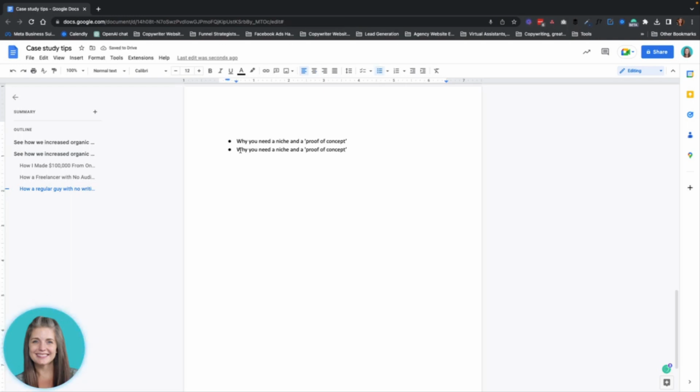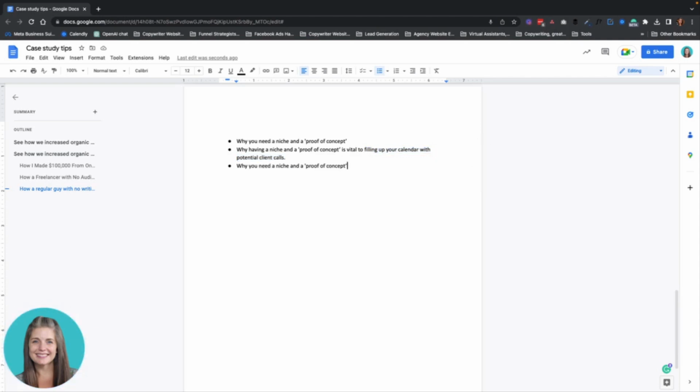The first way is to add a payoff line. So what that could look like is adding a payoff line at the end that's connected to a desired outcome. Maybe that's why having a niche and a proof of concept is vital to filling up your calendar with potential client calls. That connects back to what a new coach or consultant really wants. Now, remember, you'll want to tie your payoff line to your voice of customer data.